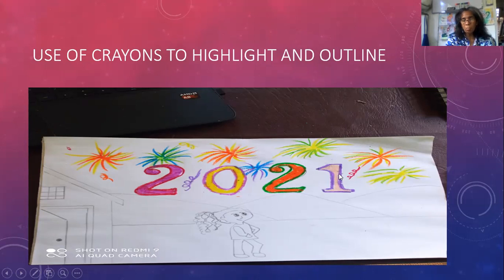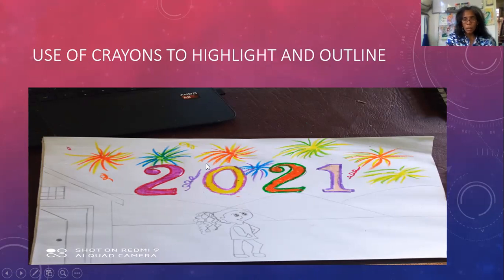Now we could say it in Spanish. Rojo, morado, amarillo, verde, naranja, morado, rosa.